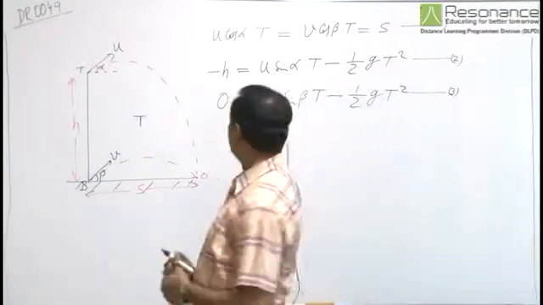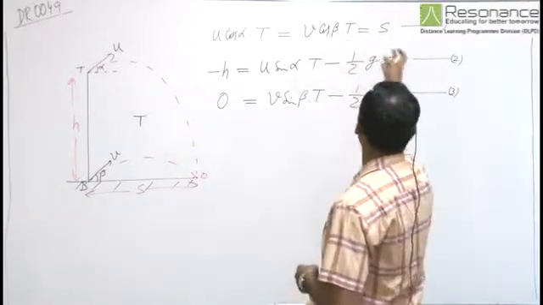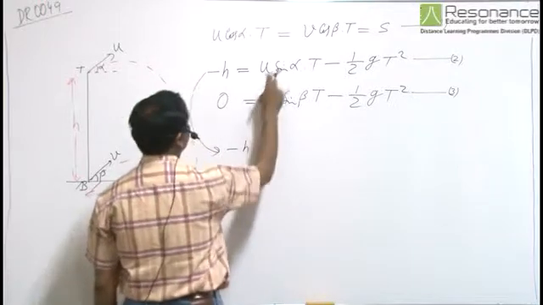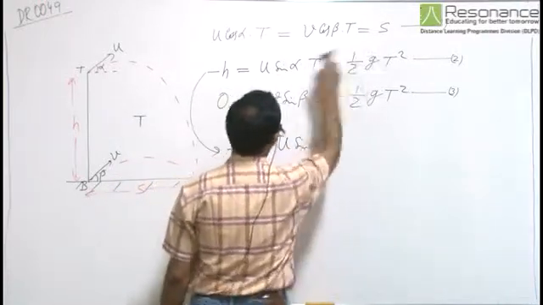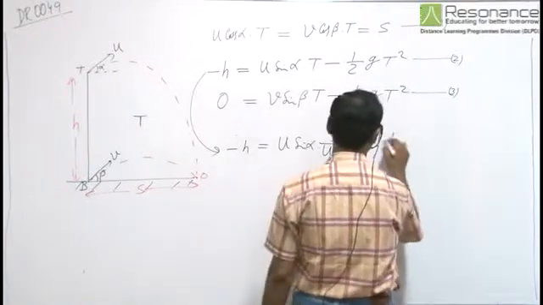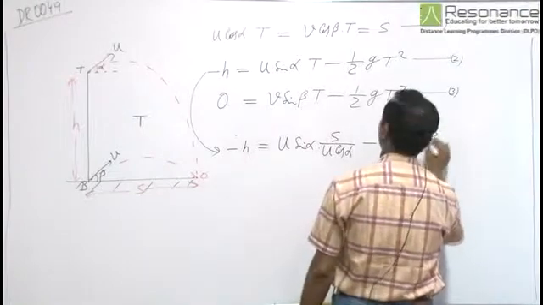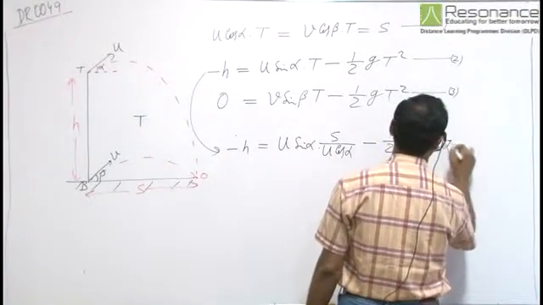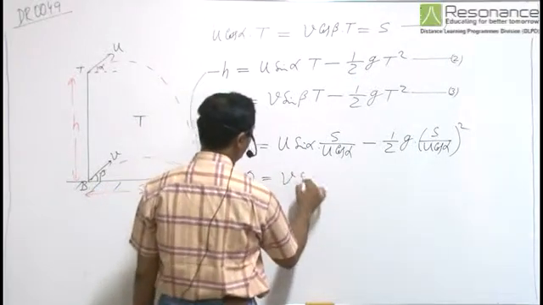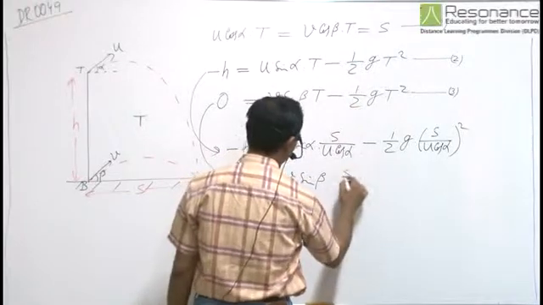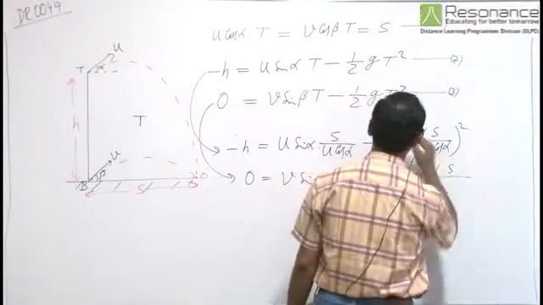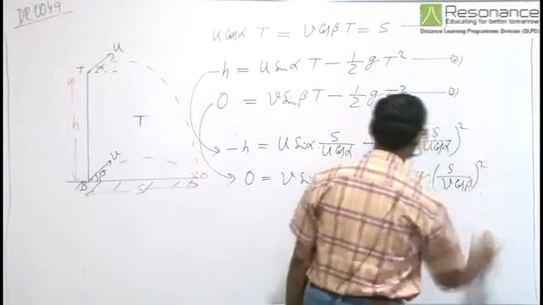Now from these equations, if we replace the value of t from equation 1 into 2 and 3, we can write minus h is equal to u sine alpha, t is nothing but s by u cos alpha, minus half g s by u cos alpha whole square, and from the other equation we can write 0 is equal to v sine beta into t, which is nothing but s by v cos beta, minus half g s by v cos beta whole square.